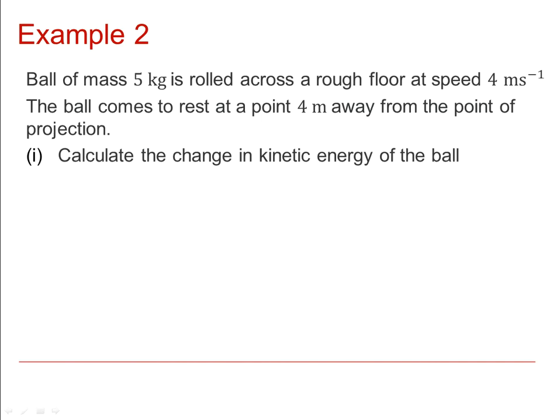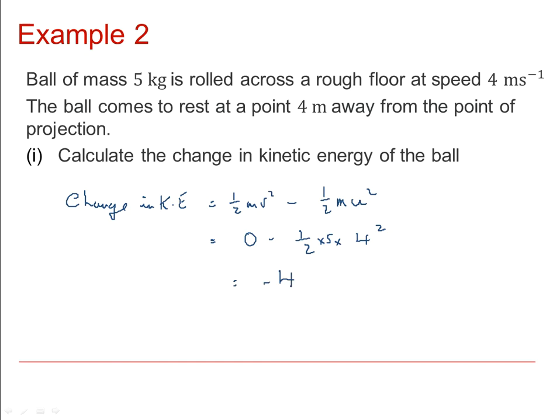The change in the kinetic energy then is given by the final kinetic energy, which is a half mv squared, minus the initial kinetic energy, a half mu squared. Well, V, we're told, is zero, it's at rest, so we've got zero minus one half multiplied by 5 multiplied by 4 squared. And that gives us a value of negative 40 joules, and therefore we can say it's a loss of 40 joules kinetic energy.